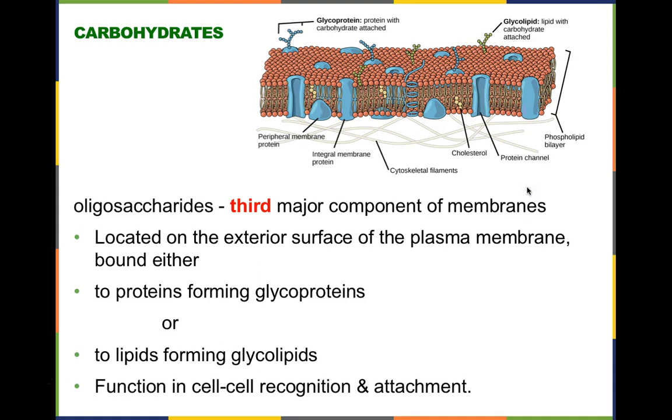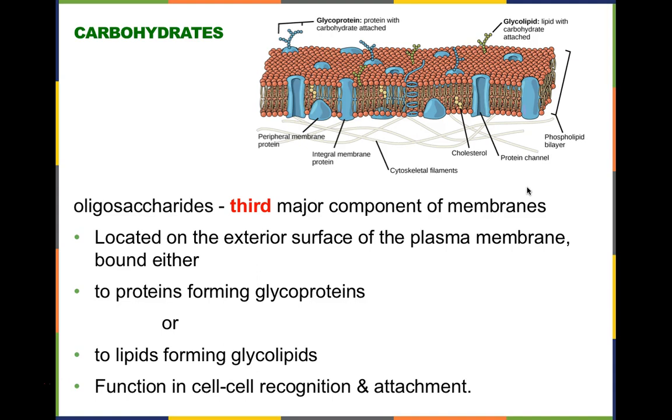The third major component of a membrane are the oligosaccharides. Oligo means scant. So oligosaccharides are just small carbohydrates, small saccharide arrangements. Remember, saccharide means sugar. A monosaccharide would be a simple sugar, like glucose, galactose, or fructose. An oligosaccharide means a short chain of sugars. They can be located on the exterior surface.